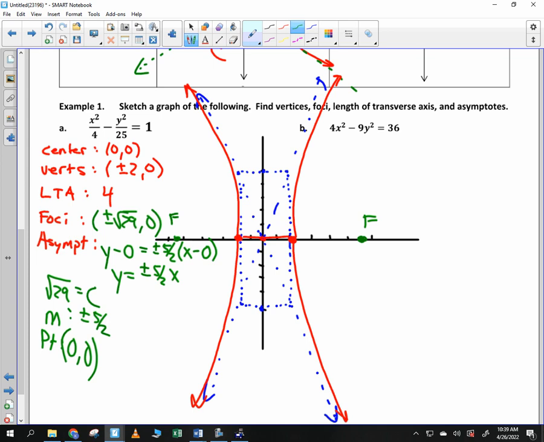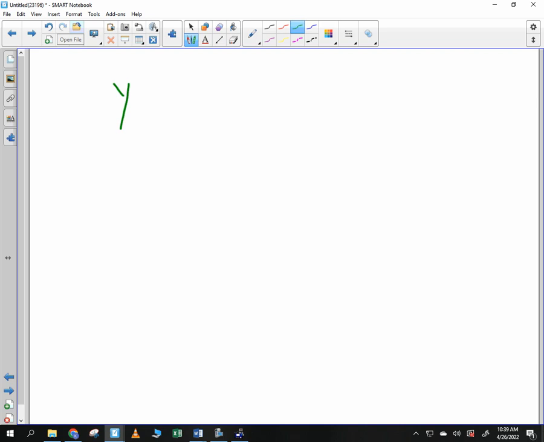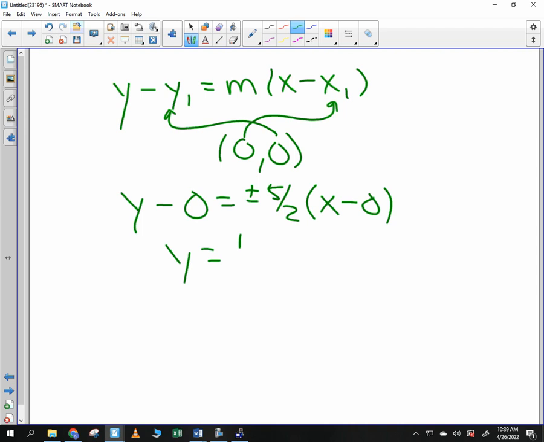Re-explain the whole thing of what I just said. The asymptote passes through the point 0, 0. Are you good with that? Do you see how we have the slope of 5 halves? So the asymptote is a line, and a line is of this form: y minus y1 is equal to m times x minus x1. Does that look familiar to you? The equation for a line? So we take 0, 0, and we put this 0 value in for y, this 0 value in for x, and the slope goes there. So y minus 0 is equal to plus or minus 5 halves, which is the slope, times x minus 0. Well, as those are 0, I just have y is equal to plus or minus 5 halves times x. Are we better?